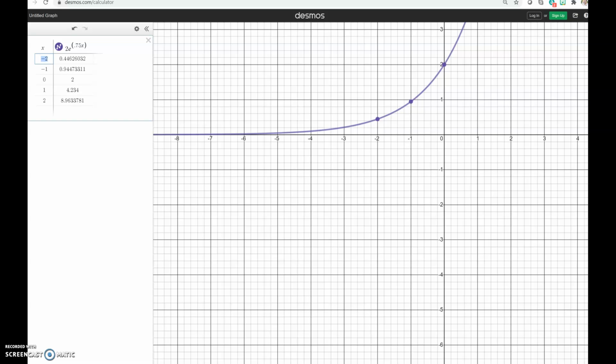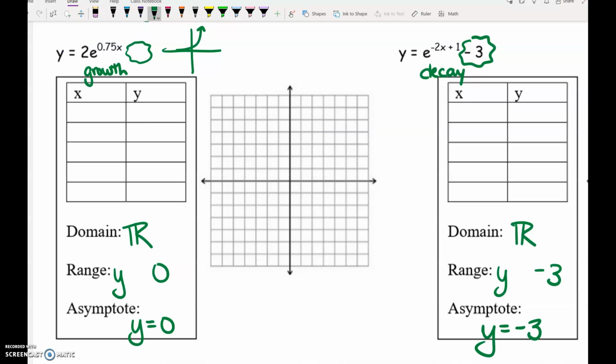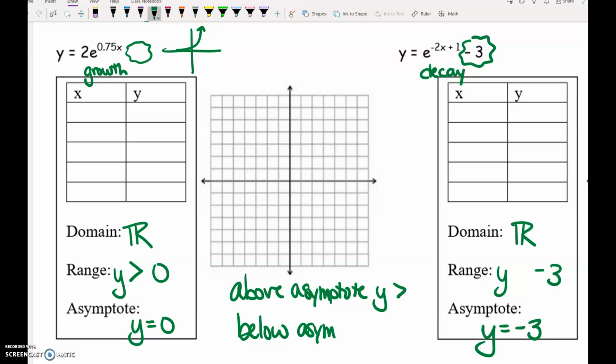But what I really notice about this graph is that it's above the asymptote. So if I go back to my notes, it's going to be y is greater than 0 because that graph was above the asymptote. Above the asymptote, it's going to be y is greater. Below the asymptote, it's going to be y is less than.